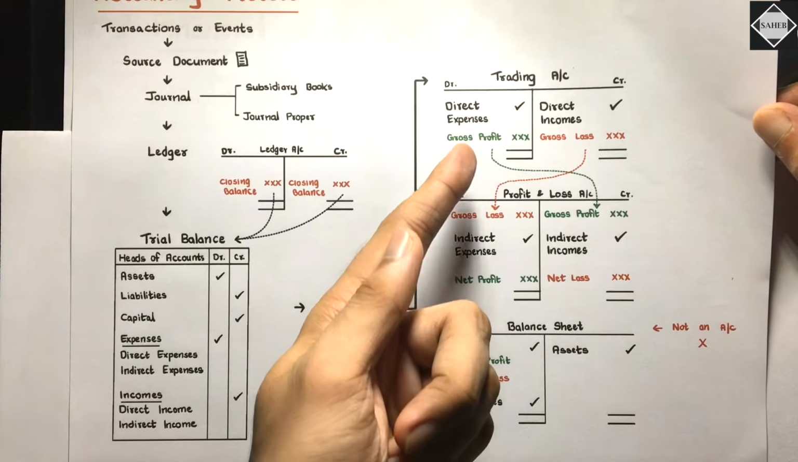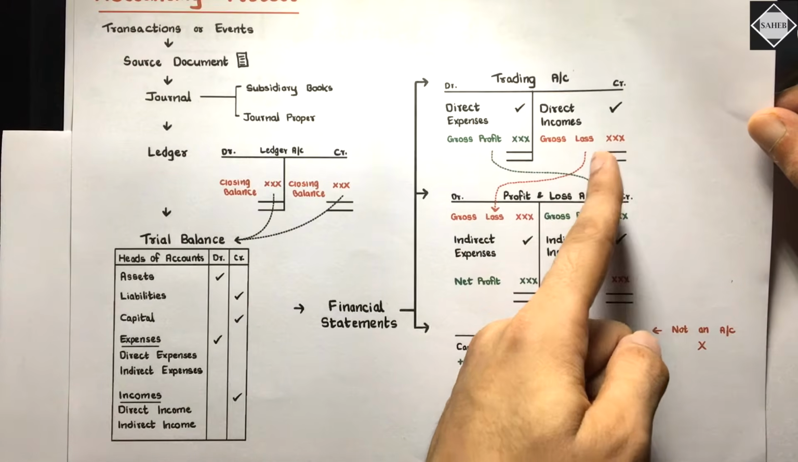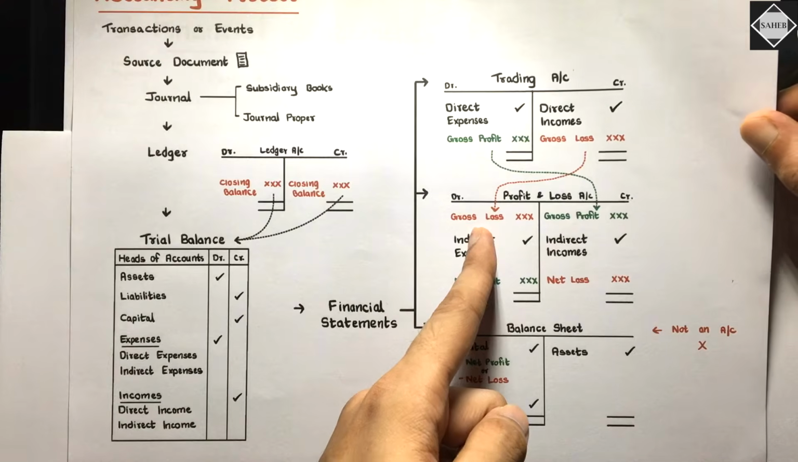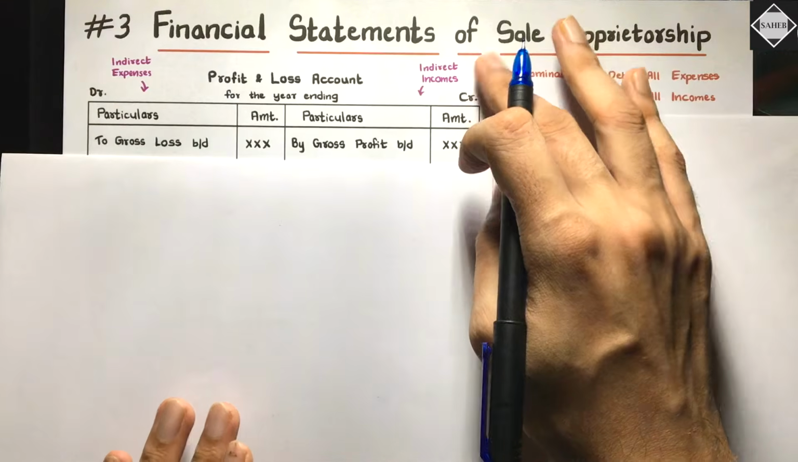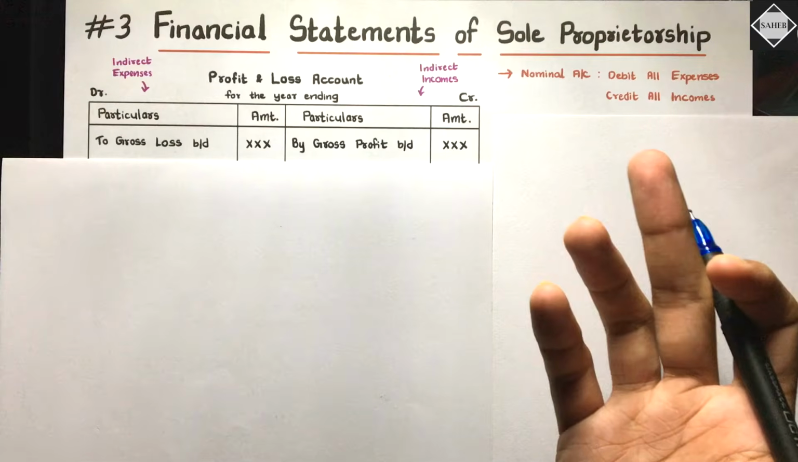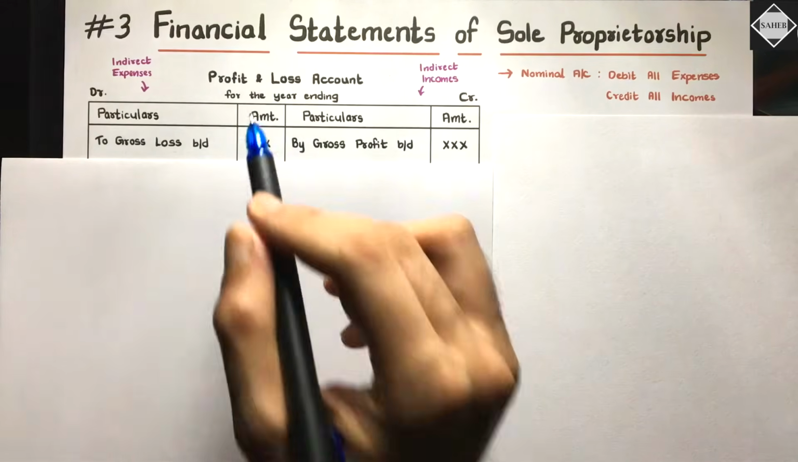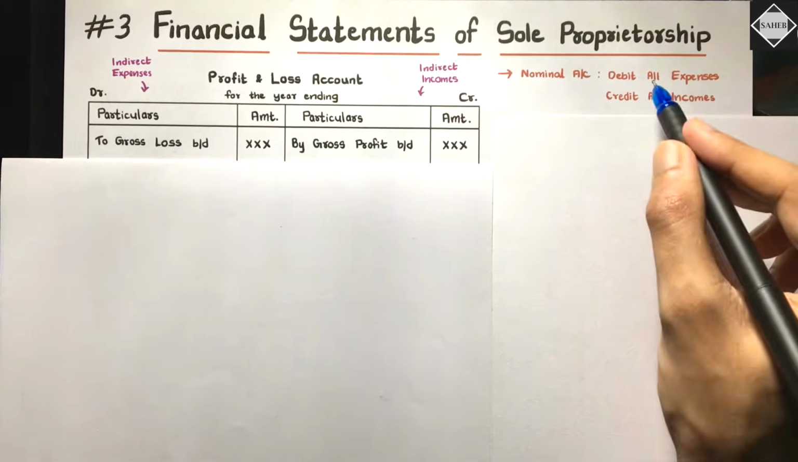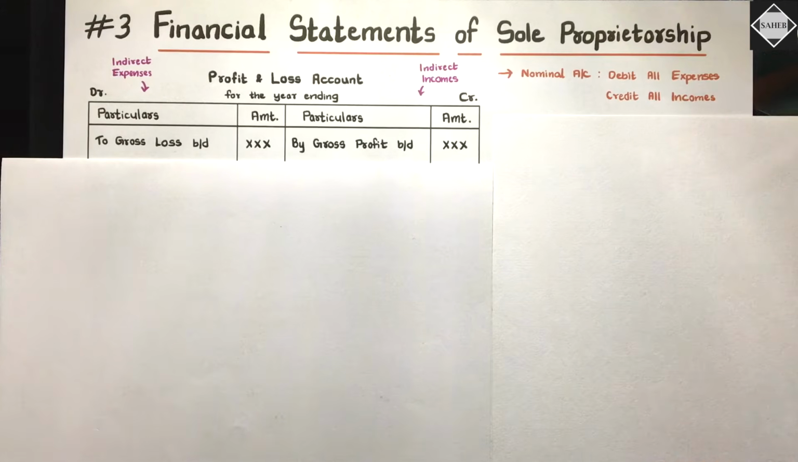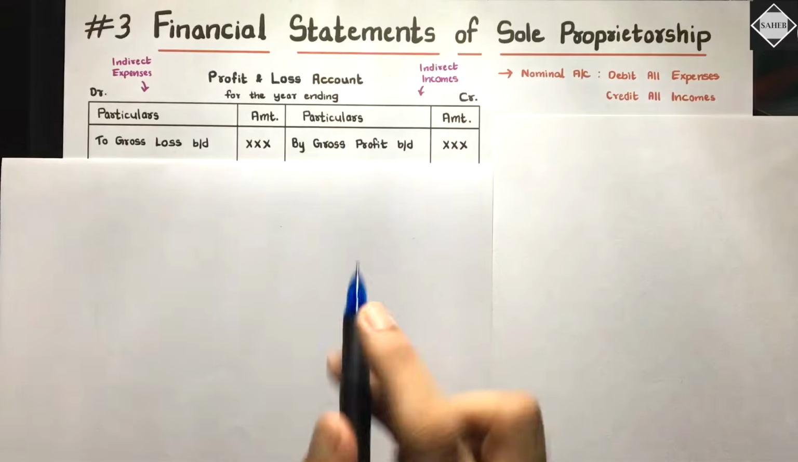How do you connect? You carry forward the gross profit or gross loss, whatever you have. If you have gross profit, then it will be cross posted over here. If you have gross loss, then it will be cross posted over here. So the first thing is that only: you will cross post gross profit on the credit side. But if you don't have gross profit, let's say you have gross loss, then it will come on the debit side. Is that clear? Simple. Now, profit and loss account is a nominal account. What happens if it is a nominal account? It means all expenses will be debited and all incomes will be credited. Debit all expenses, credit all incomes. See here, all the indirect expenses will come on the debit side, and all indirect incomes will come on the credit side.